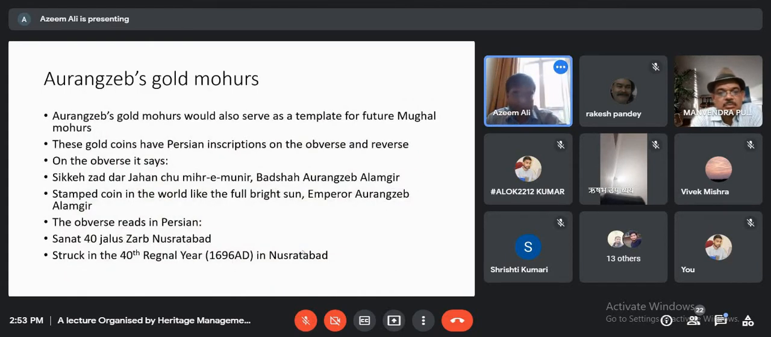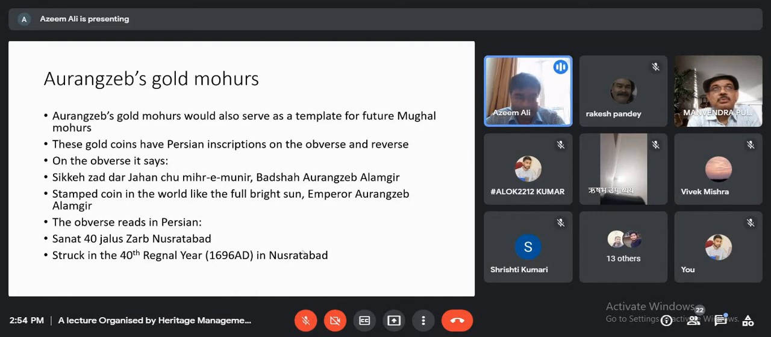And Aurangzeb also struck gold mohurs, and these were struck as a template for future Mughal mohurs. And these gold coins have inscriptions on the obverse and reverse. And on the obverse it says, Sikke zad dar jahan chu mehr-e-munir, Badshah Aurangzeb Alamgir, which means stamped coin in the world like a full bright sun, Emperor Aurangzeb Alamgir.